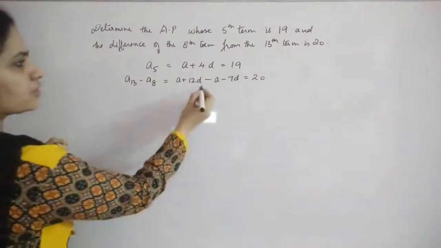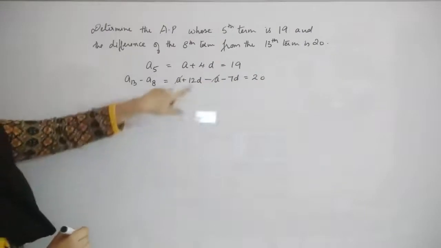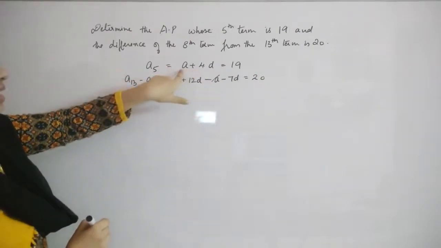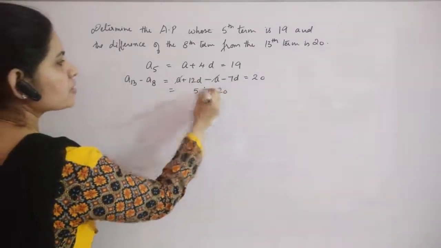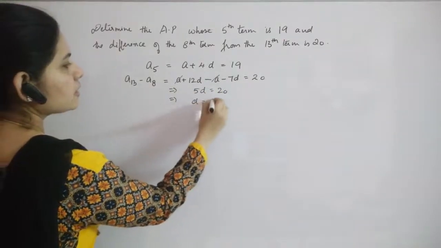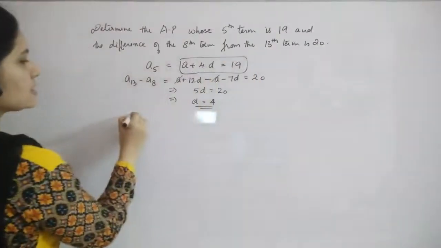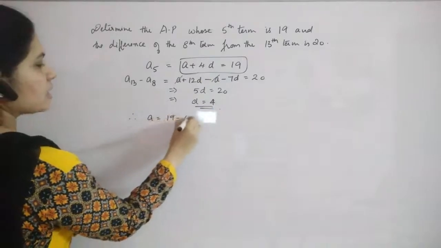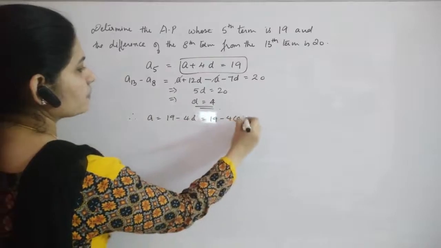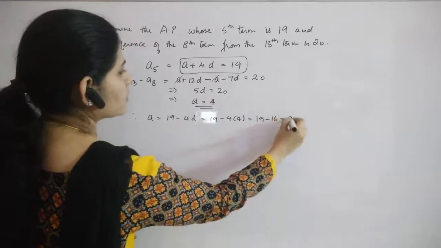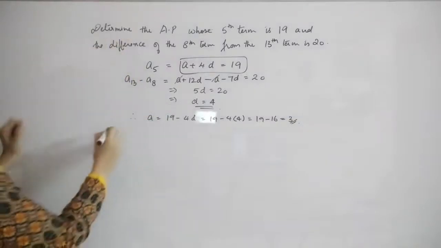These two are given. So from here A will be going, means you will get the value of D, and that can be substituted here so that you can get A. Okay, so 12D minus 7D will give you 5D is equal to 20, which is giving you D as 4. Now when D is 4, substitute in this one to get A, which is 19 minus 4D, or 19 minus 4 into 4. So A is 3. Therefore, you have got the first term and D. So find out what is the AP.